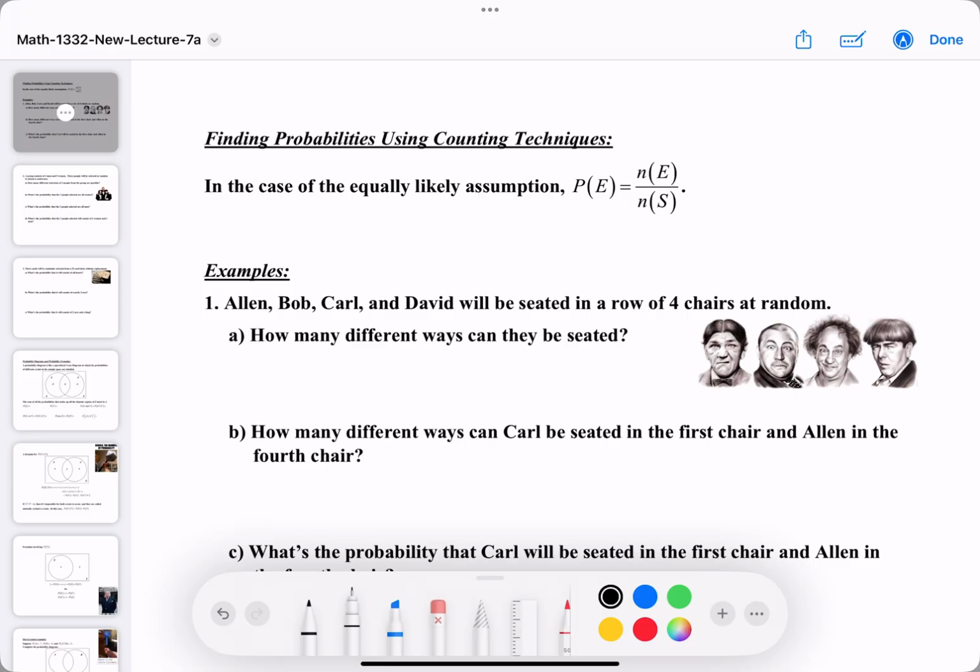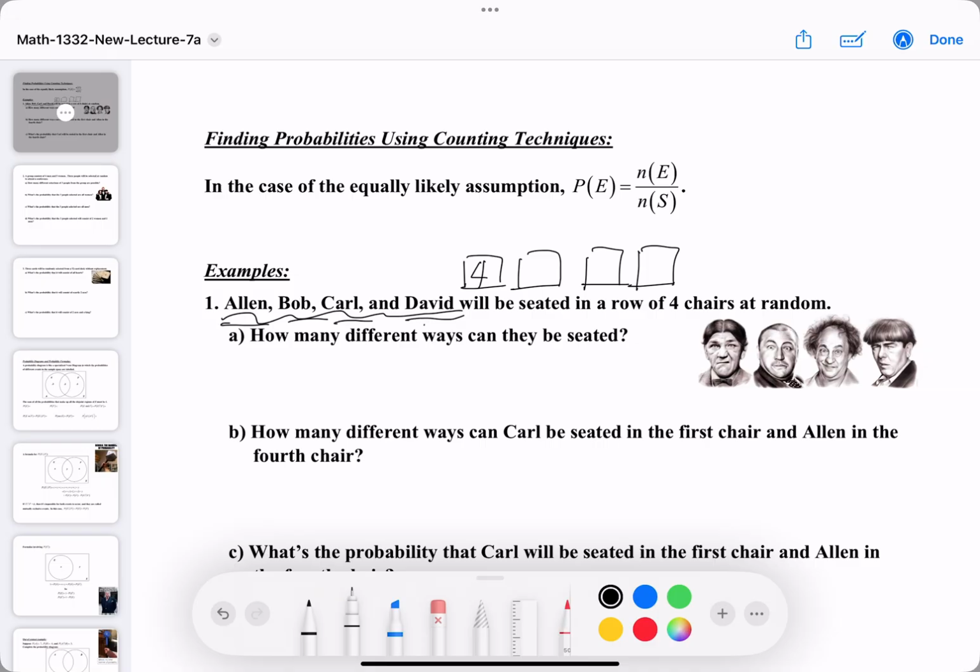All right, let's see the first example. Alan, Bob, Carl, and David will be seated in a row of 4 chairs at random. So we have 4 chairs and 4 people, and we want to arrange all 4 of them in these 4 chairs. We can use the fundamental counting principle to solve this. For the first chair, I can select 1 person from 4, so I have 4 options: Alan, Bob, Carl, or David.